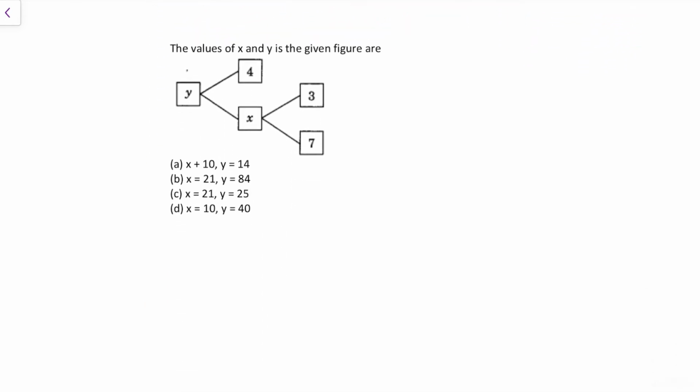Next question. This is a tree diagram. I think everyone is expert in this. Here two branches are there, 3 and 7. Simply we need to multiply them. 3 sevens are 21. So this box should be filled with 21.